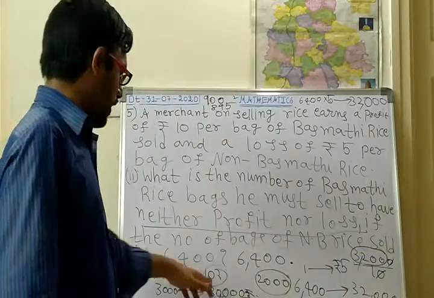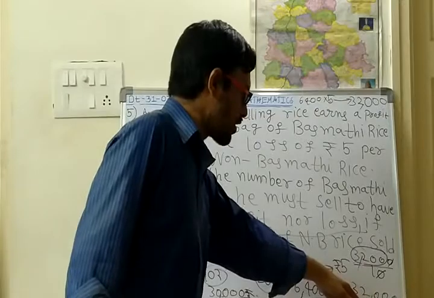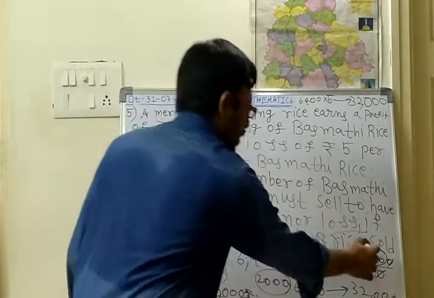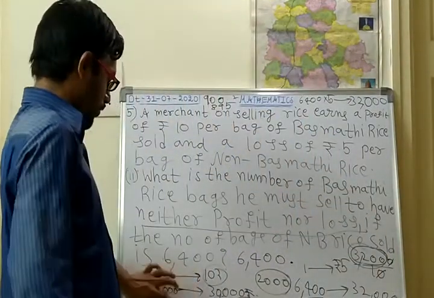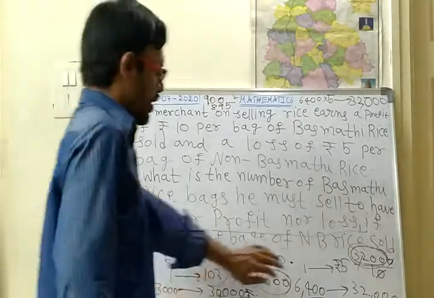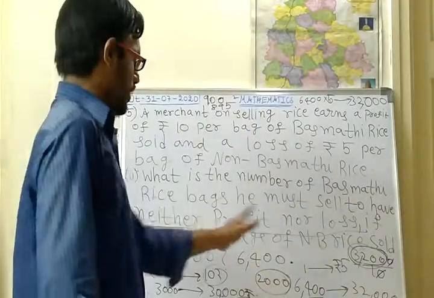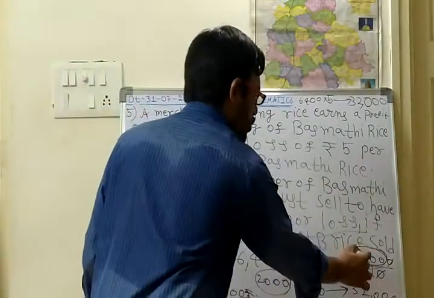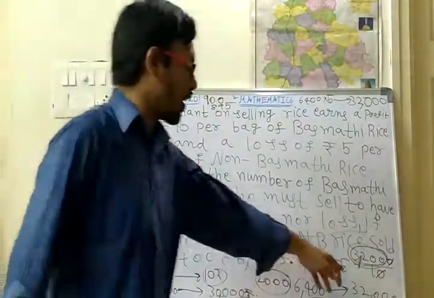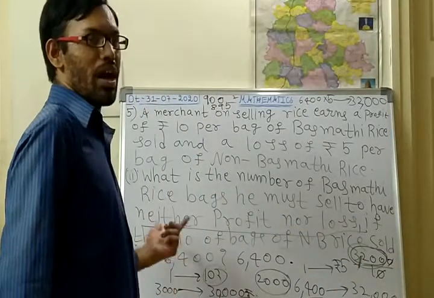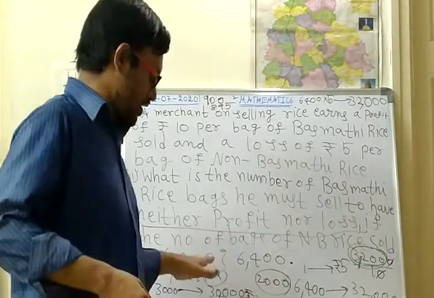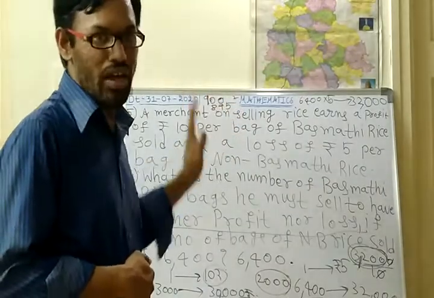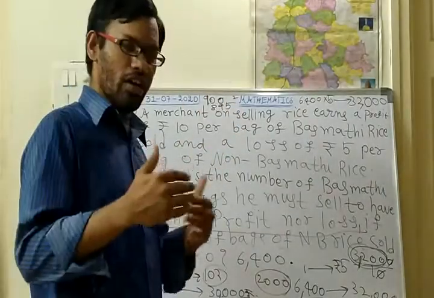Here he got profit, here he got loss. So finally the numbers will be equal. If he sells 3,200, here also there is 32,000 only. Both are equal. So he should sell 3,200 bags. That means an extra 200 bags he has to sell. Like this you have to do this problem. I hope you have understood this problem very well. If there are any doubts, you can recheck this problem once again.